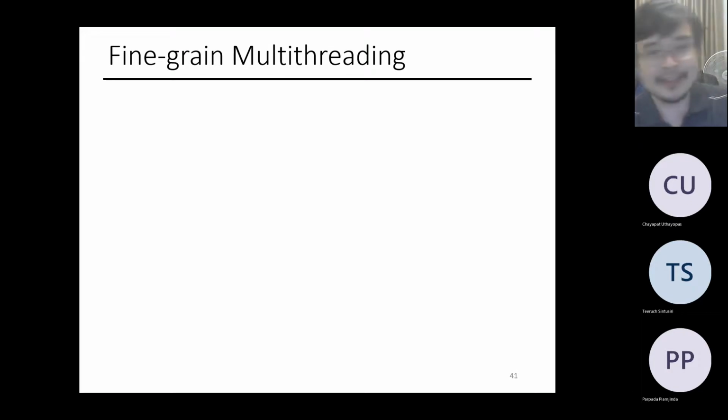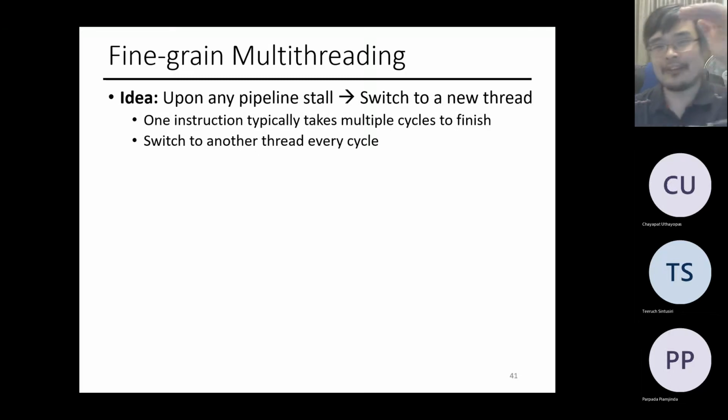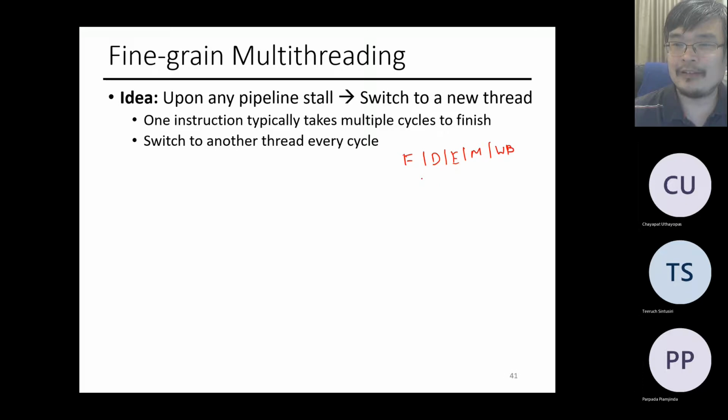Fine-grained multi-threading puts this idea on steroids. Basically, it applies to any pipeline style whatsoever. For example, you have a 5-stage pipeline. Every time I move to the next stage, I switch to another instruction. So here's the idea. Let's say I have a 5-stage pipeline: fetch, decode, execute, memory, and write back, right? In cycle 1, I would run thread 1 here. In cycle 2, thread 1 moves to decode.